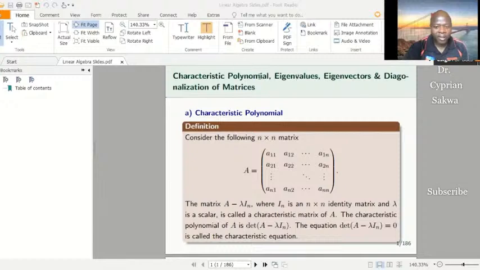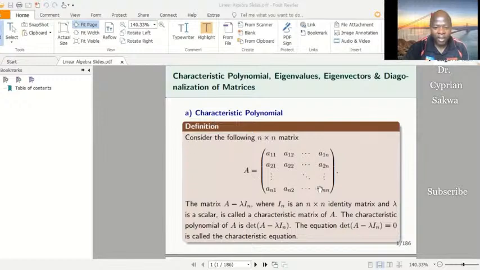And then these three notions, the characteristic polynomial, eigenvalues, and eigenvectors, will be applied in the diagonalization of matrices. So they are very important topics, and I hope you learn a lot in the course of this video. So I begin with the characteristic polynomial, and my definition is here.